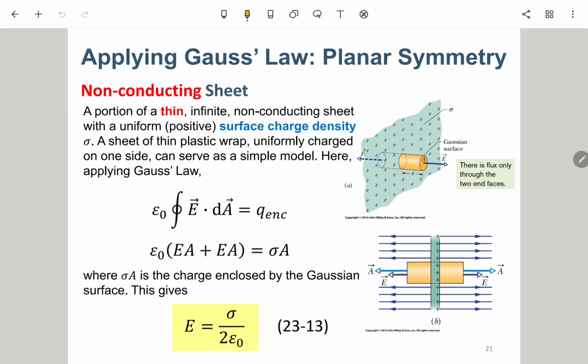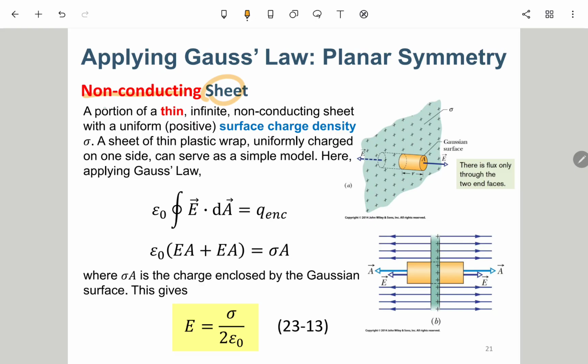Okay, so the next case is the planar symmetry. Here it is non-conducting. The previous case was conducting, and here it's only a thin plane, rather than an infinitely large conductor.